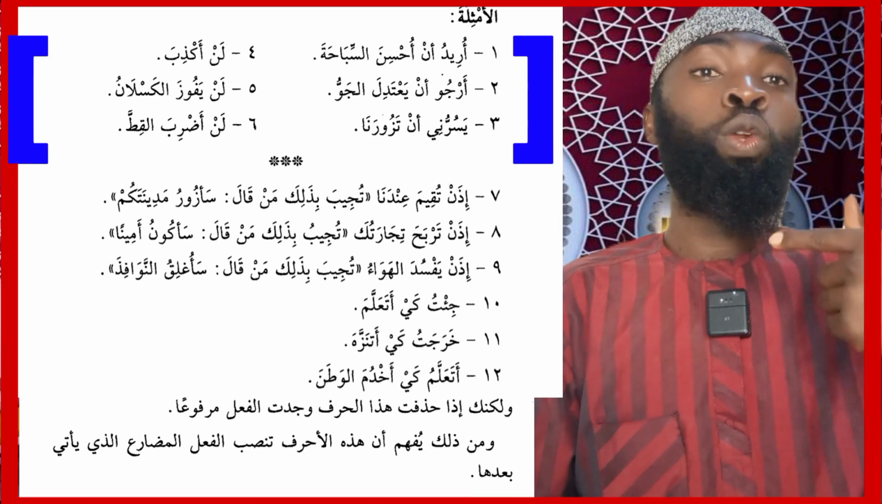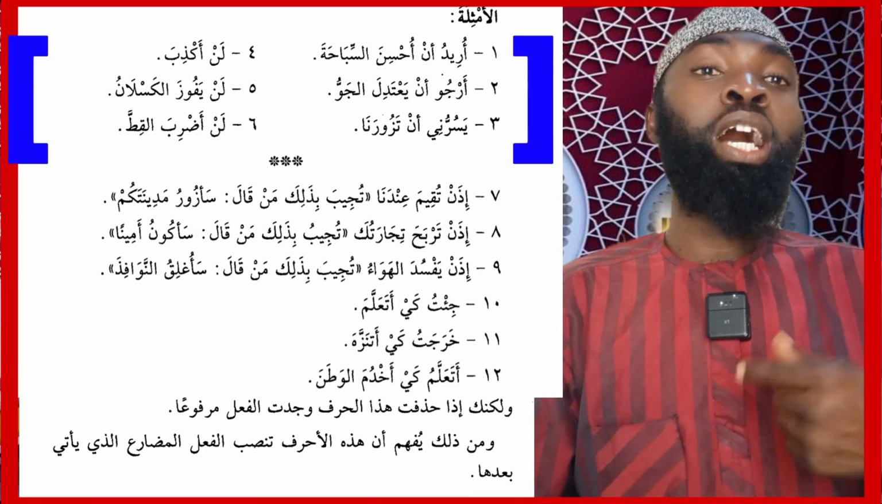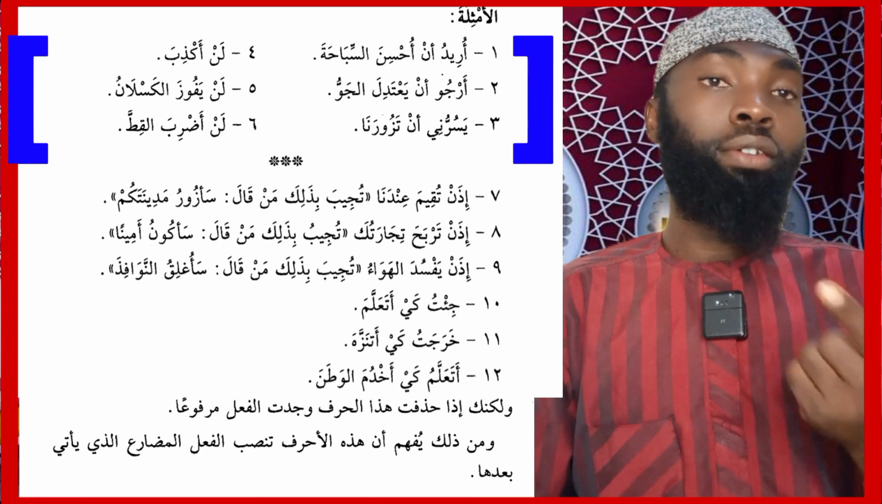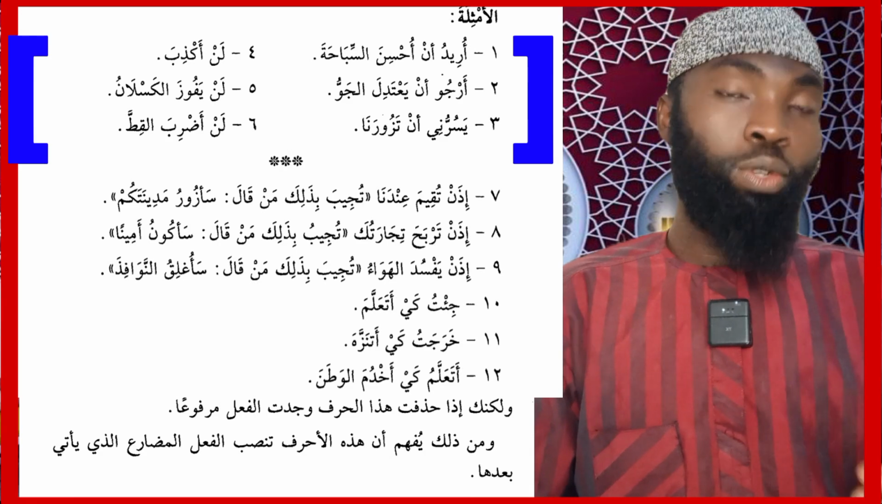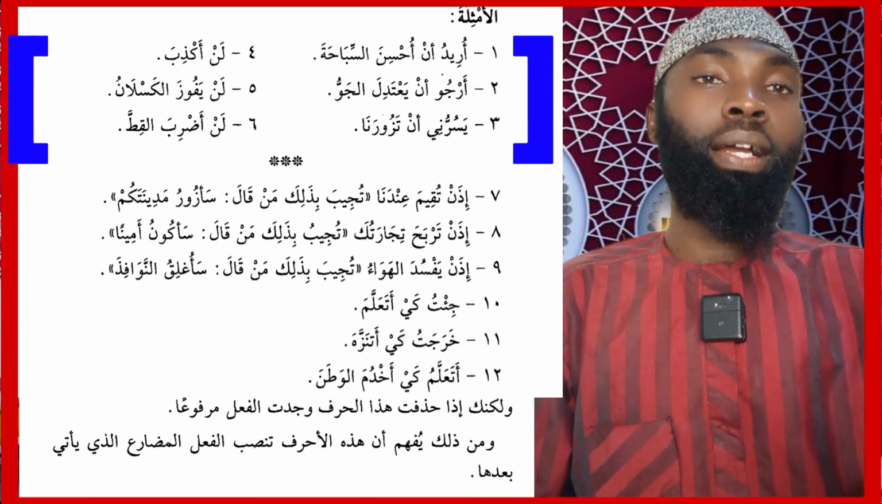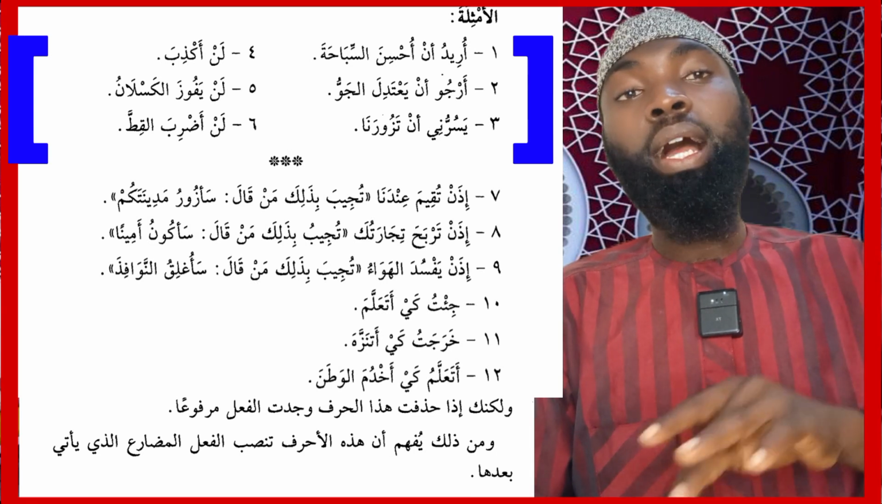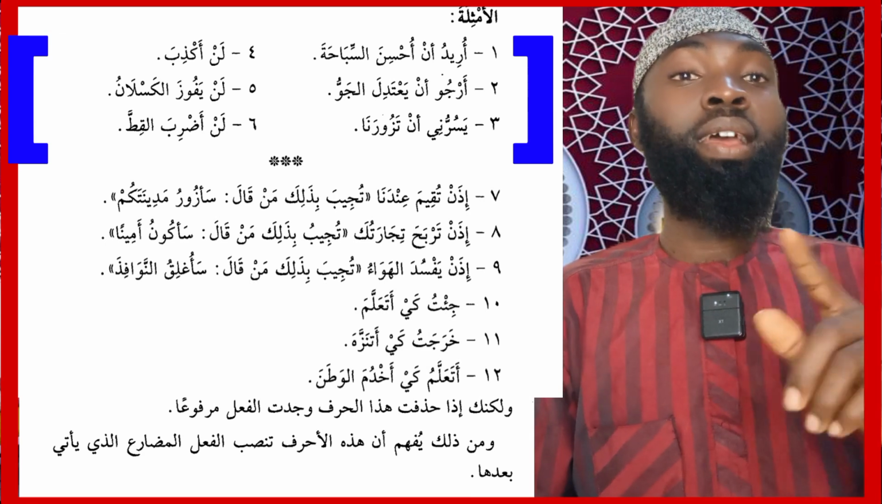I can say uridu an akula ta'ama. Originally I should say akulu ta'ama, I'm eating food, but because an comes before it, I will now say an akula. In example number 4, we see the same thing, lan akdhiba. I should have said akdhibu, I am lying. But when I say lan before akdhib, it becomes what? Lan akdhiba. I will never lie.